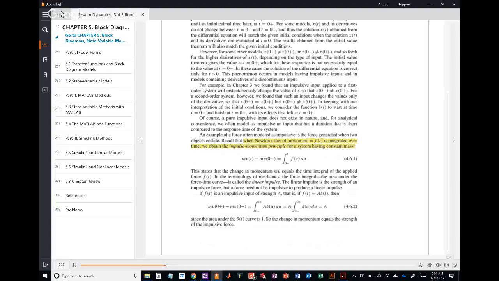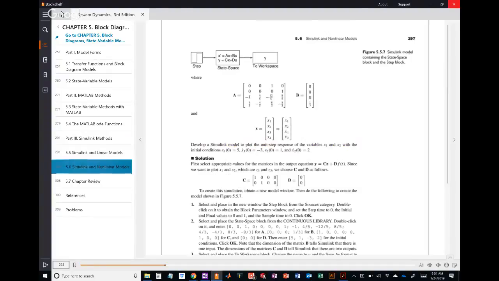Okay. I am going to ask some Simulink questions. Just seeing who's paying attention. No, I'm not. 5.1 and 5.2. That's all we're doing here for chapter 5.